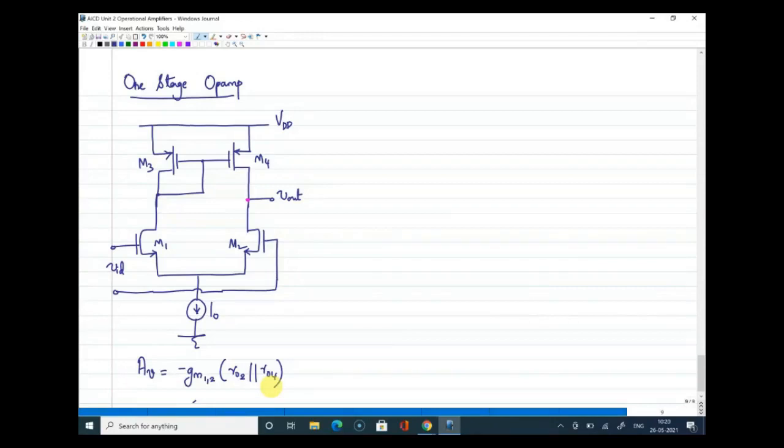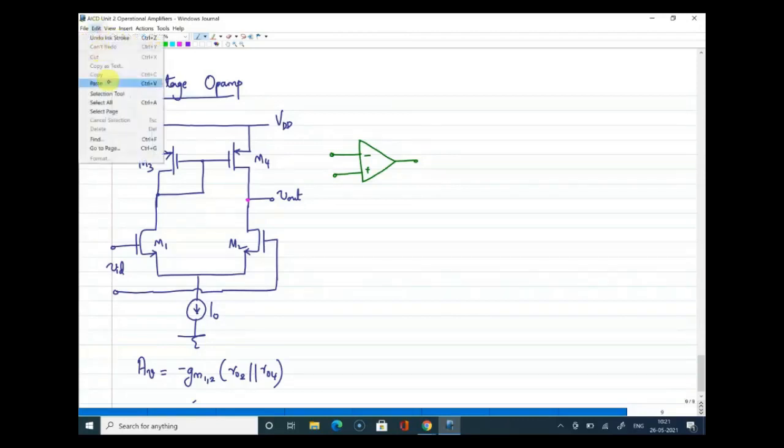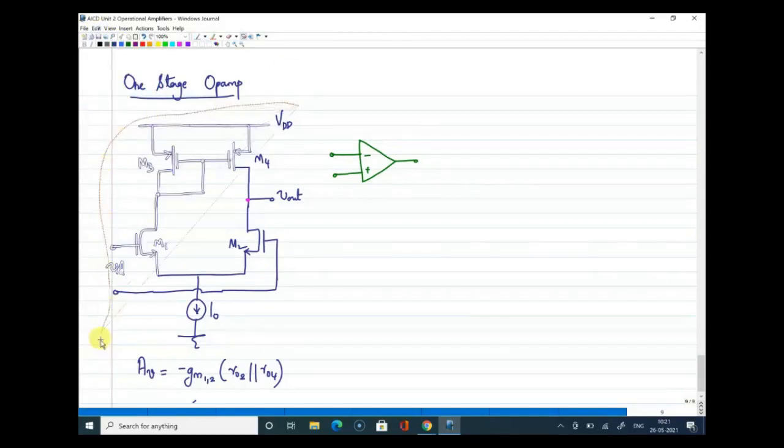So whatever you are seeing now is a single-ended op-amp, and this can be shown like this as minus plus, and this is the single-ended output. Right. Now, if you go for the fully differential version of this, can you tell me what change I should make here to make this fully differential? Anyone? Can I get your response in the chat box? What change should I make to make this circuit a differential one?